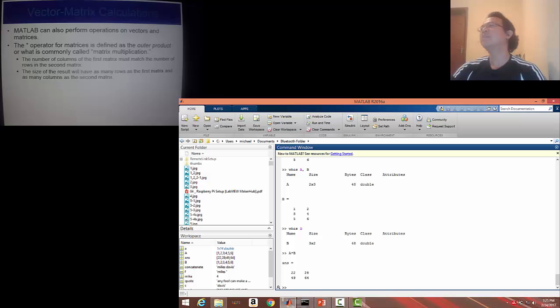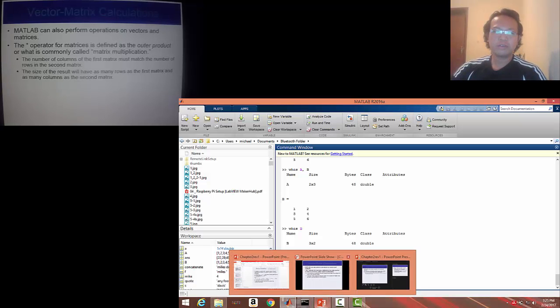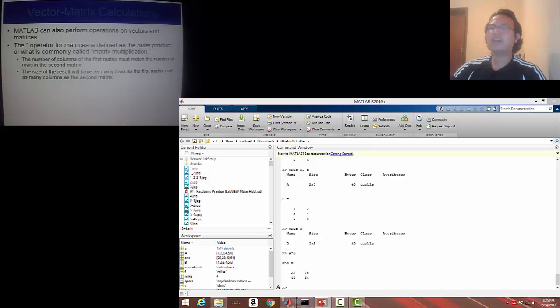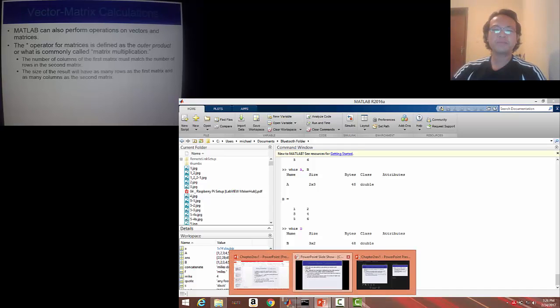A times B. I will not explain so much about that for now. There is a matrix multiplication, how does it happen to be like this? Anyway, the result will have as many rows as the first matrix and as many columns as the second matrix. A is 2 by 3 and B is 3 by 2. It seems like you cancel the 3 and 3 and the product is a 2 by 2 matrix, which is this one. That is matrix multiplication. How does MATLAB do it? We will talk about that in future chapters.